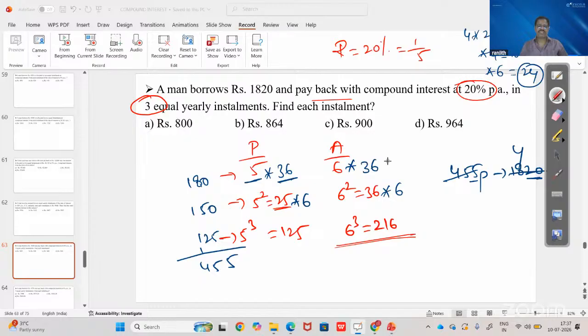So next, what is asking, each installment? What is the each installment we are having? 216 into 4 equal to rupees 864. Answer is 864.